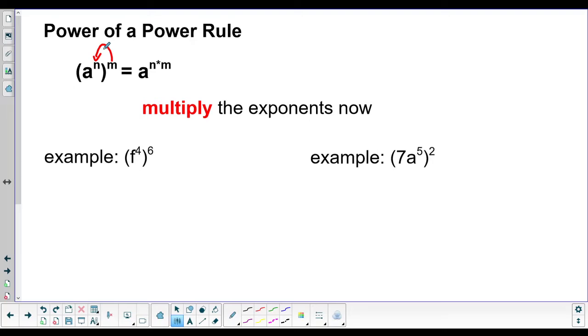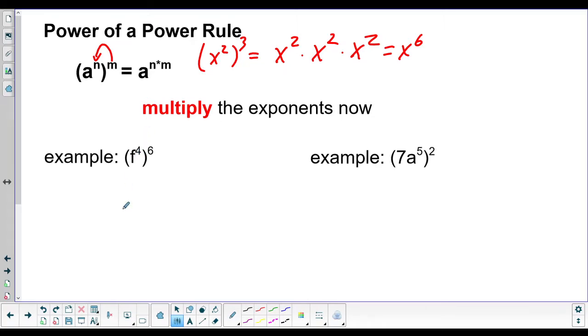Let me try and explain to you why that is. Let's say we have x squared to the 3rd power. What this means is x squared times x squared times x squared. So we have three 2's being added together. So we're multiplying, right? 3 times 2 would be x to the 6th. So if we expand this out, it's pretty easy to see how the power rule works. So let's look at some baby examples real quick.